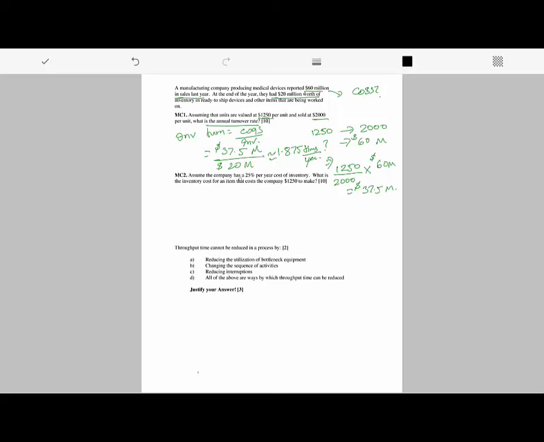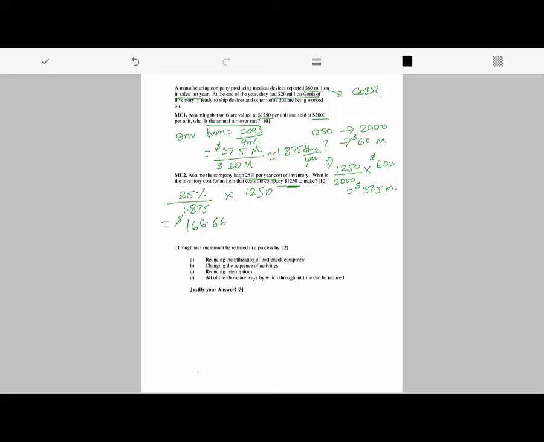Let's assume the company has a holding cost of 25% per year. And what is the holding cost for a product that cost $1,250? Remember, it is 25%, but we flip the inventory 1.875 times. The cost of the product is $1,250. So what we're after, the holding cost per unit of the product, is $166.66.